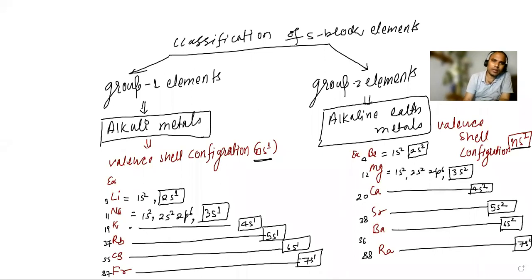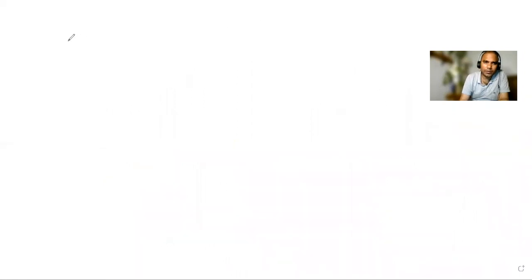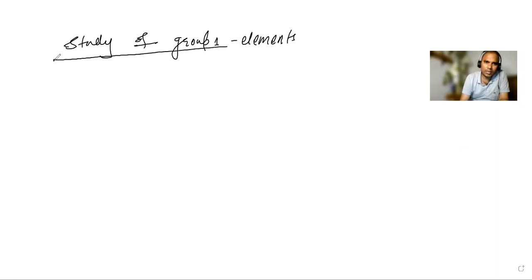So now we are going to understand some properties. Slowly we are going to understand. Let us try to understand. We are going to put the heading: study of group 1 elements. First of all, we are studying all the properties of group 1 elements, then group 2 elements. Group 1 elements are called alkali metals. This is what we are having as the properties.